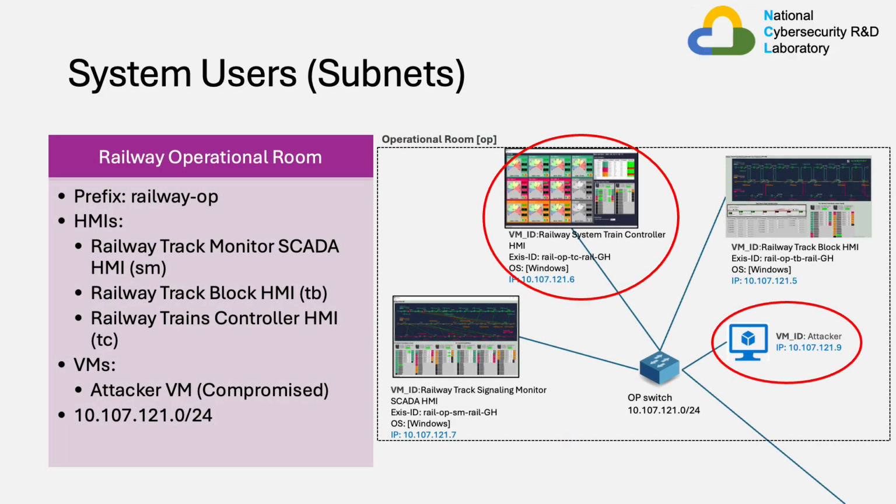There are also 3 HMIs in the operational room subnet, and each controls a different part of the railway. Note that for this workshop, we have added an attacker VM to the subnet. You can take this to be a staff computer working in the operational room, which has been compromised in a prior IT attack. This attacker VM will be where you RDP in and conduct your attacks from. We'll be focusing on using this attacker VM to target the train controller HMI for this workshop.